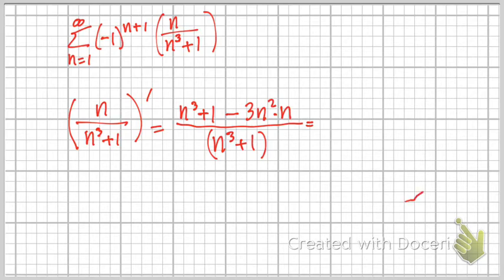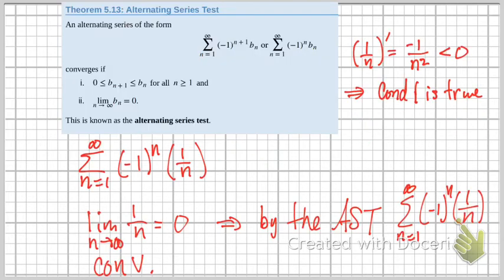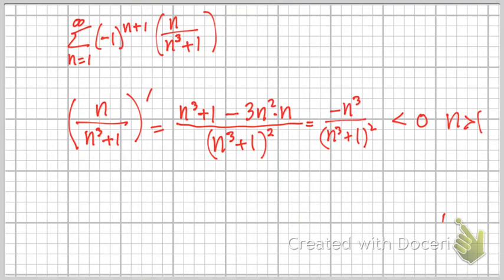So anyways, this simplifies to negative n cubed over n cubed plus 1. Oops, I forgot my little squared here. Squared. Okay, so that's what it simplifies to. So I can say that this is definitely going to be less than 0 for n greater than 1. And if we take a look at that condition there, that's kind of what that said for us, didn't it? For n greater than or equal to 1.